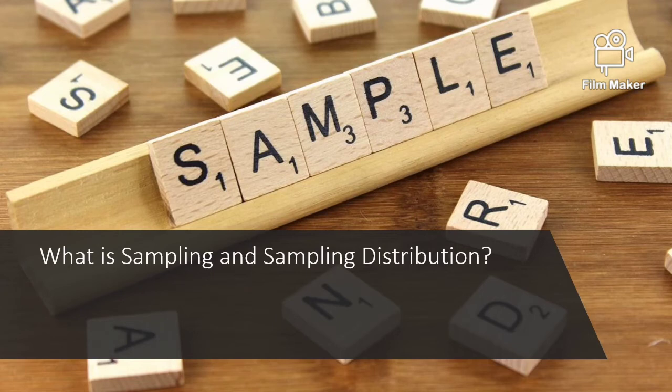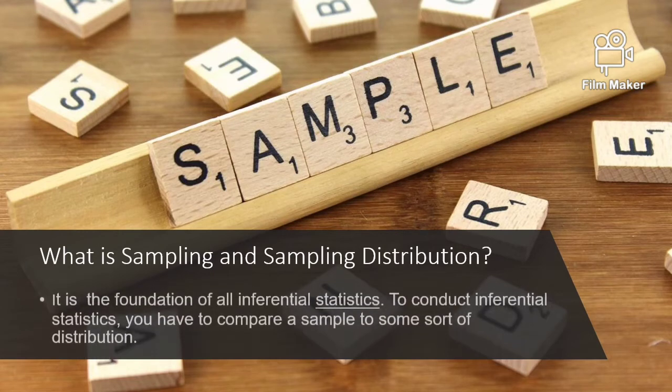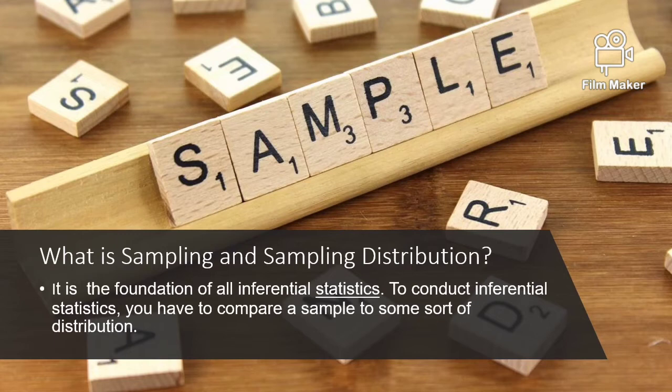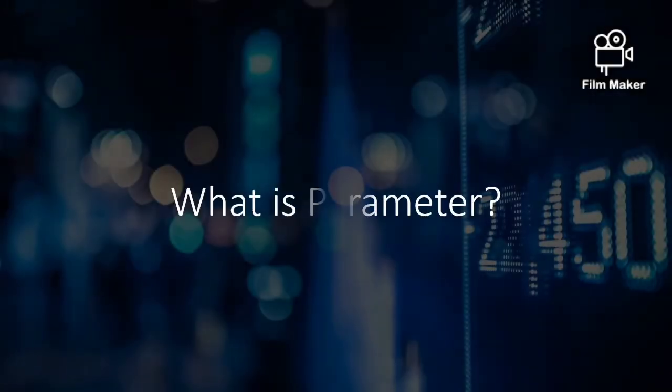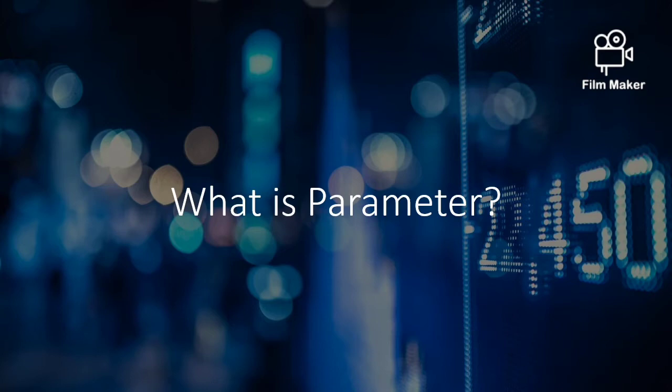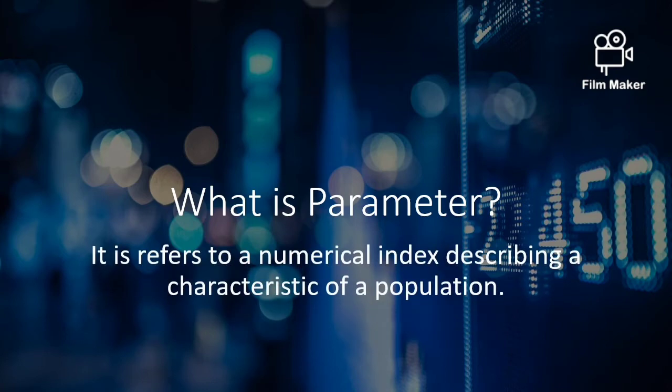What is sampling and sampling distribution? It is the foundation of all inferential statistics. To conduct inferential statistics, you have to compare a sample to some sort of distribution. What is a parameter? It refers to a numerical index describing a characteristic of a population.